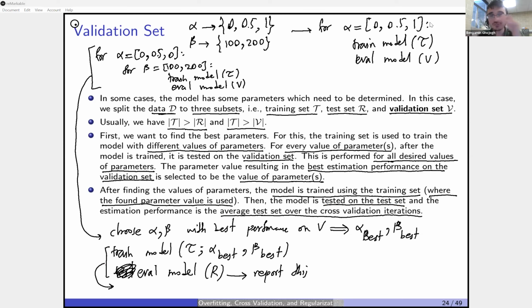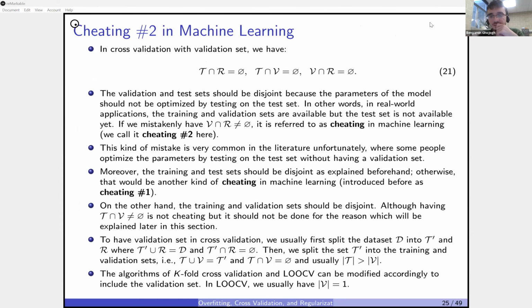We have cheating number 2, which we'll discuss in this slide. So in cross-validation with a validation set, we divide, as I said, the data set into 3 sets: train, test, and validation, and they shouldn't have any overlap. They should all be disjoint. So assume this is D, then D will be divided into T, R, and V. The validation and test sets should be disjoint because the parameters of the model should not be optimized by testing on the test set.